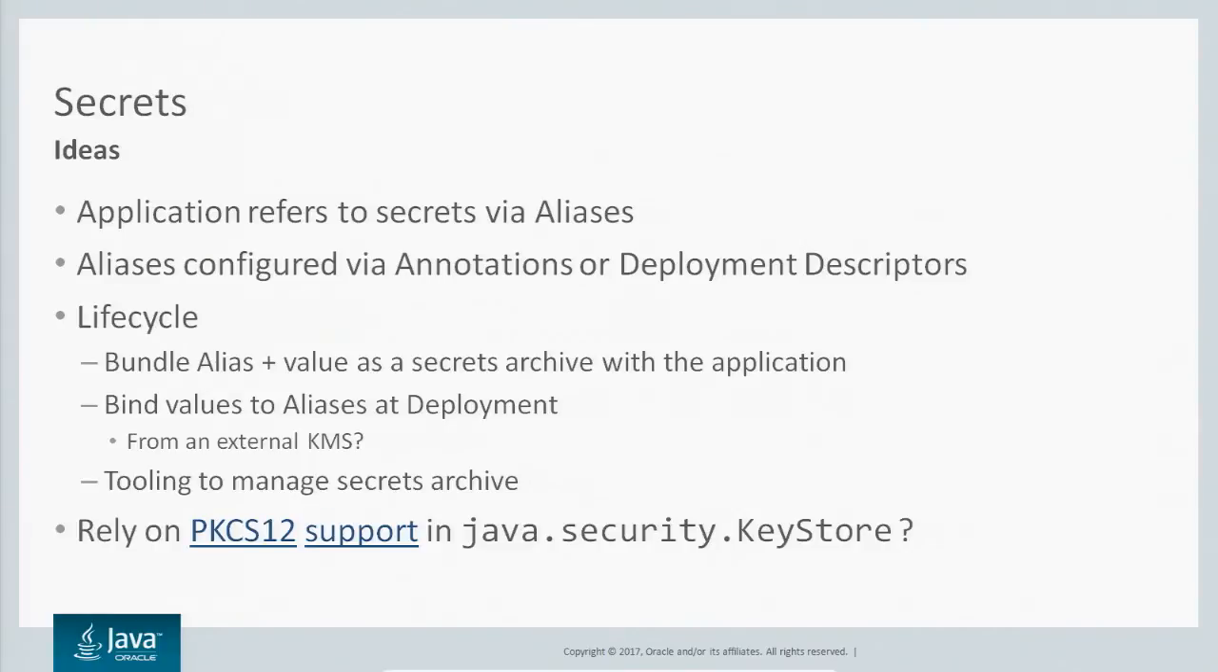So some ideas there. Applications refer to secrets via aliases. That's similar to the password aliasing feature that was earlier talked about. Those could be configured via annotations or deployment descriptors, and have a life cycle where you bundle an alias and a value as a secrets archive with the application, or bind values to aliases at deployment, possibly from an external key management system. And you would need tooling to manage secrets in an archive or elsewhere.